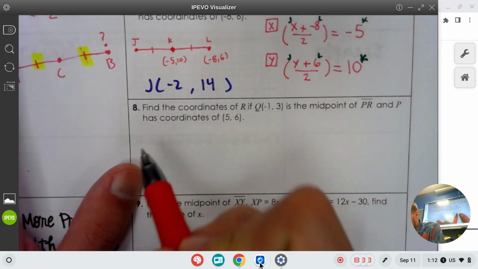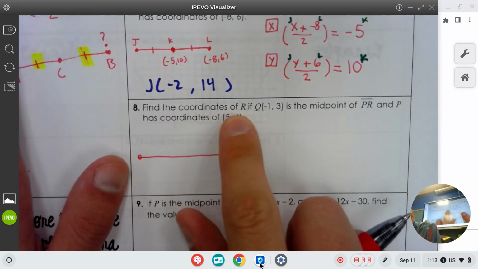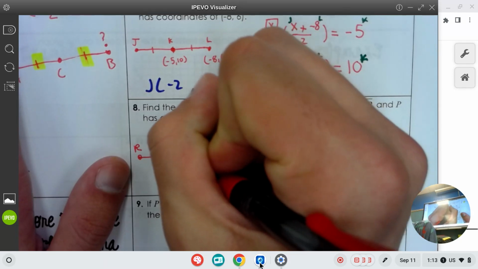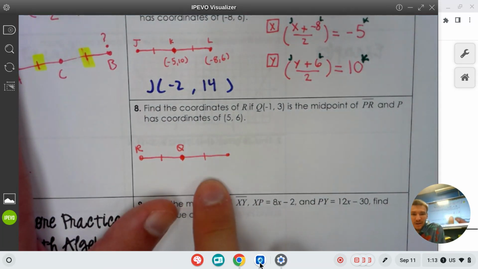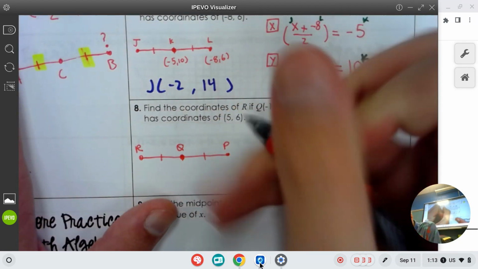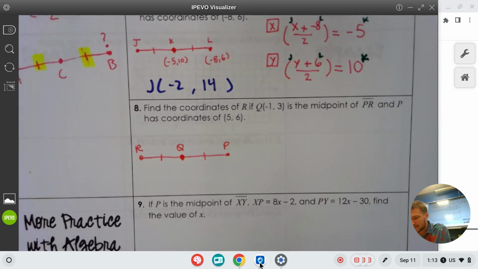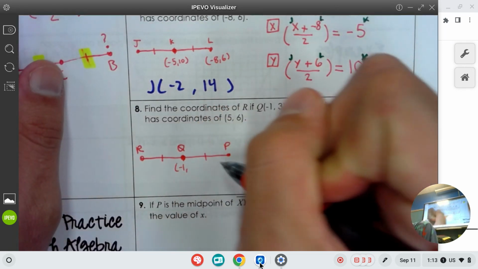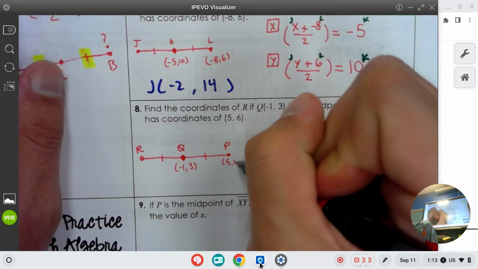Here we go. Number 8, I'm going to draw a nice picture. It says find the coordinates of R if Q is the midpoint. I keep doing that. It needs to be a dot with 2 hash marks. And P, if your P and R are in different spots, it's okay as long as Q is in the middle. Q is at -1, 3. P is at 5, 6.